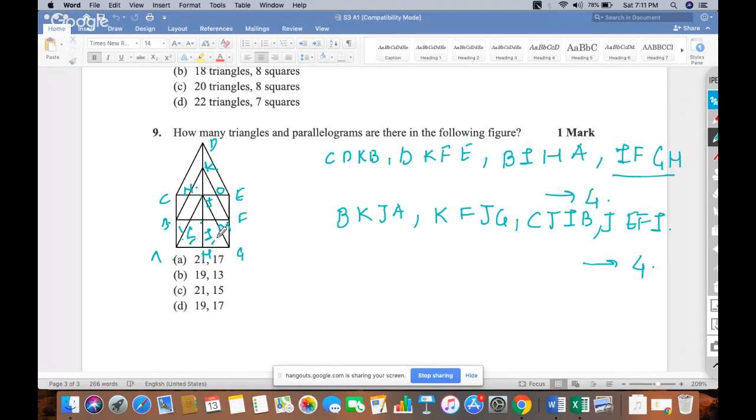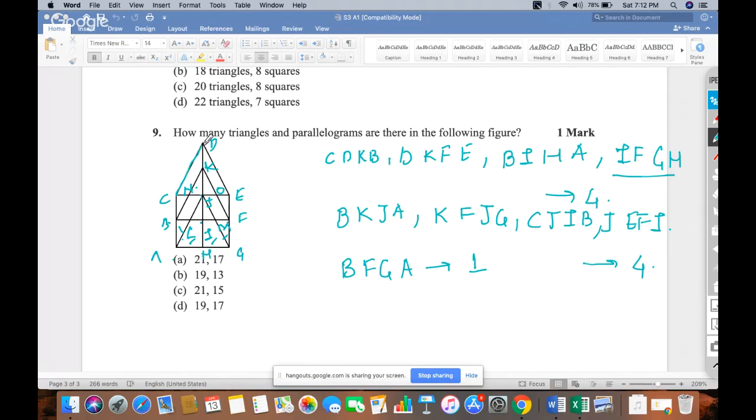1, 2, 3, 4. So I will get B, F, G, A. I will only get one with 4 components. Now there are other parallelograms also. Which are they? These parallelograms are, if you look at it very carefully, like this.